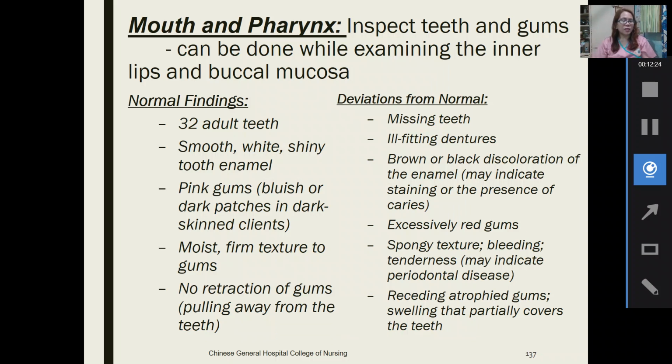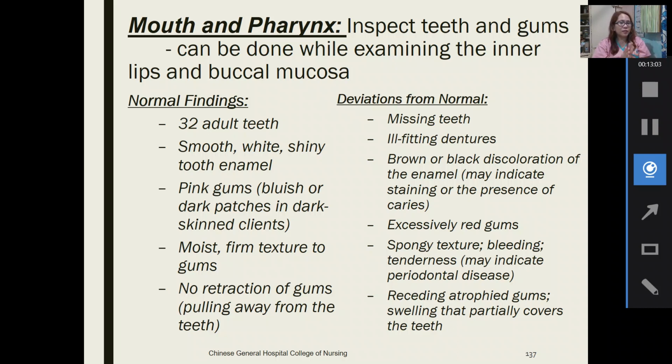So, for the mouth and pharynx, okay, inspect the teeth and gums. This can be done while examining the inner lips and buccal mucosa. So, dapat isahan lang yun. Tapos, sasabihin nyo na lahat ng findings. Doon sa aking demonstration, inisa-isa ko siya para per step, maintindihan ninyo. But in actual, isahang nga lang ng pasyente yan habang tinitingnan mo yung inner lips niya, tinitingnan mo yung mga sides, tinitingnan mo yung uvula, tonsils, ngipin. Isahan lang dapat, hindi na yung paulit-ulit.